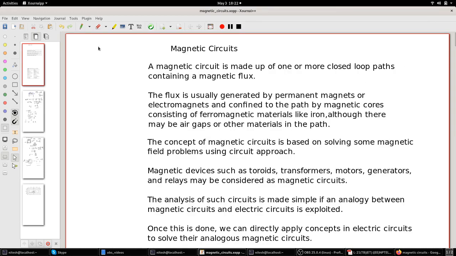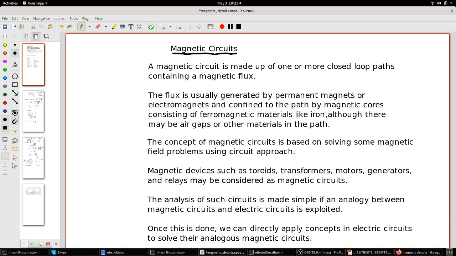Okay, so let's start with a new topic, which is magnetic circuits. A magnetic circuit is made up of one or more closed loop paths containing a magnetic flux. The flux is usually generated by permanent magnets or electromagnets and confined to the path by magnetic cores consisting of ferromagnetic materials like iron, although there may be air gaps or other materials in the path.